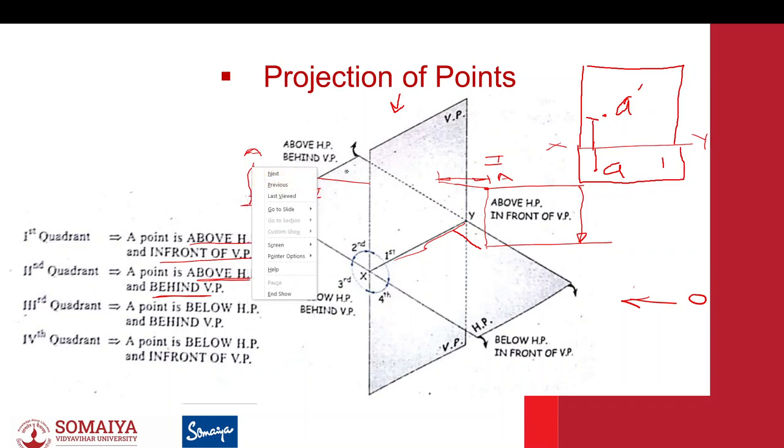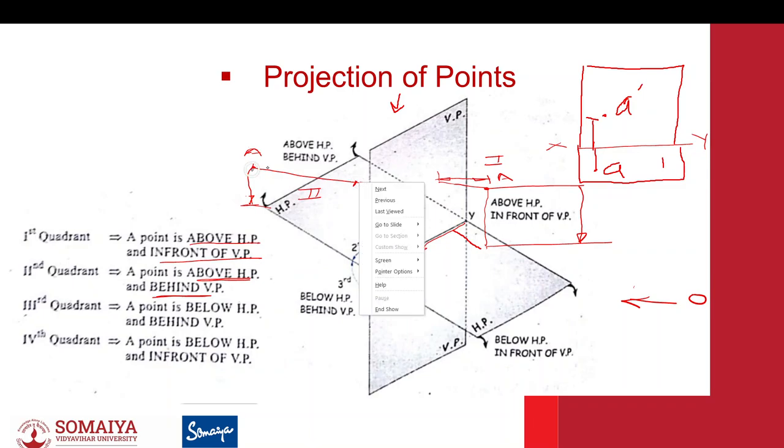Correct? Okay. And behind VP will be by how much distance? It is behind this vertical plane. Right? So how do we designate it on the paper? Suppose this is XY for the second quadrant, right? The above HP distance will be projected in reference to the XY, above the XY line.